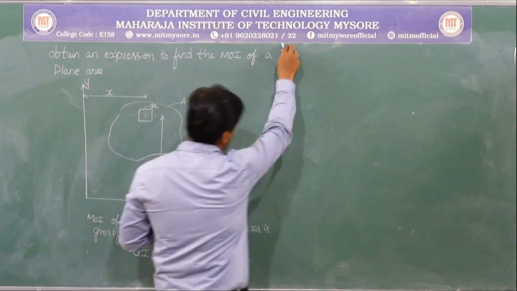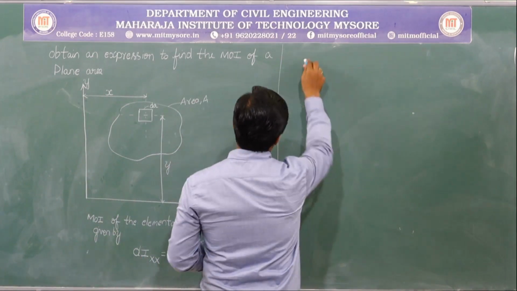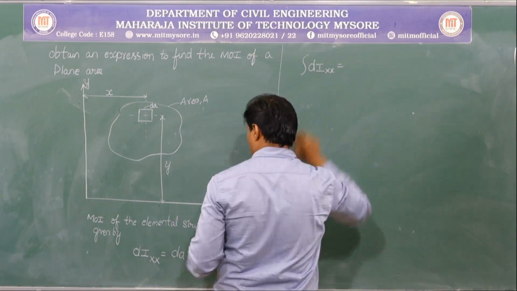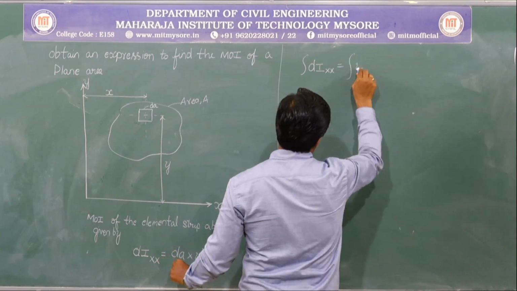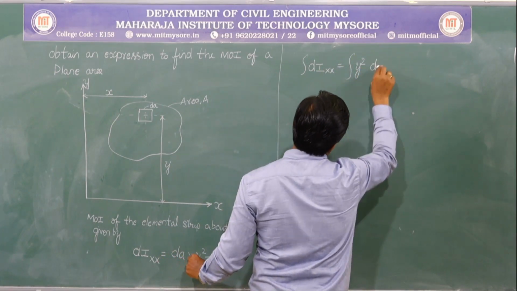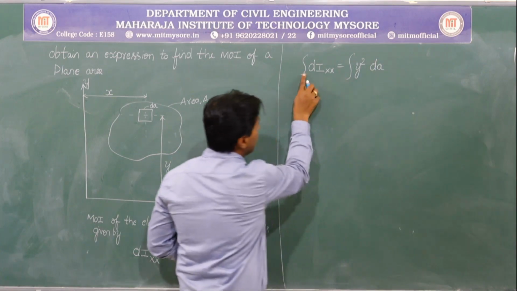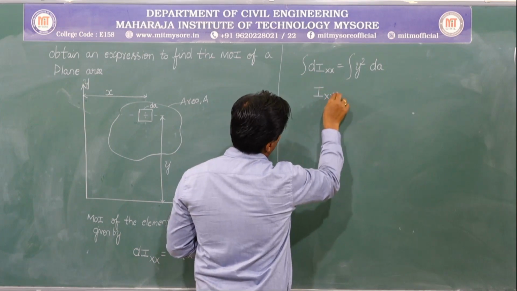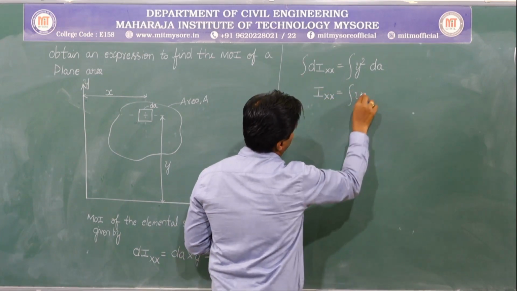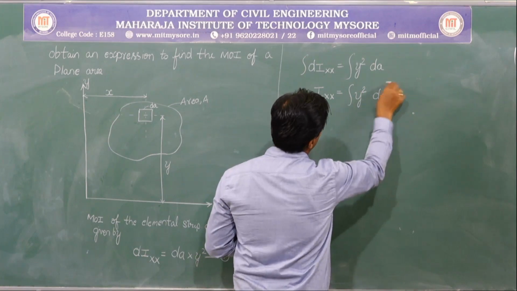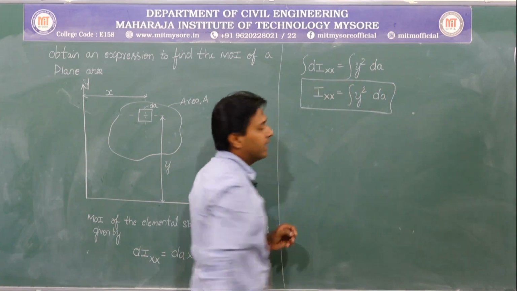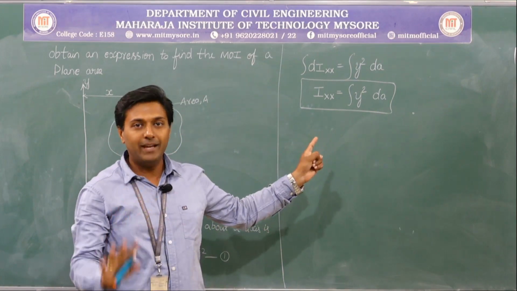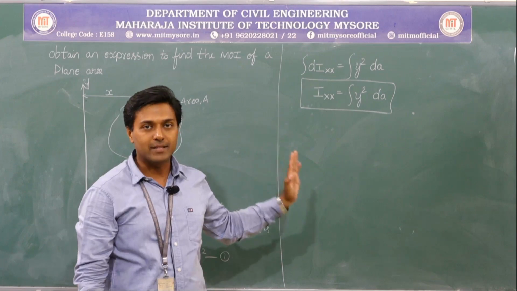So let us do that. Let me integrate it. So dIxx is equal to the integral of, let me alter it a little bit, y square into dA. Now what is the integral of dIxx? It is nothing but Ixx. So Ixx is equal to the integral of y square dA. This is the formula that we will be using. It is the moment of inertia formula for a plane area about the x-axis.